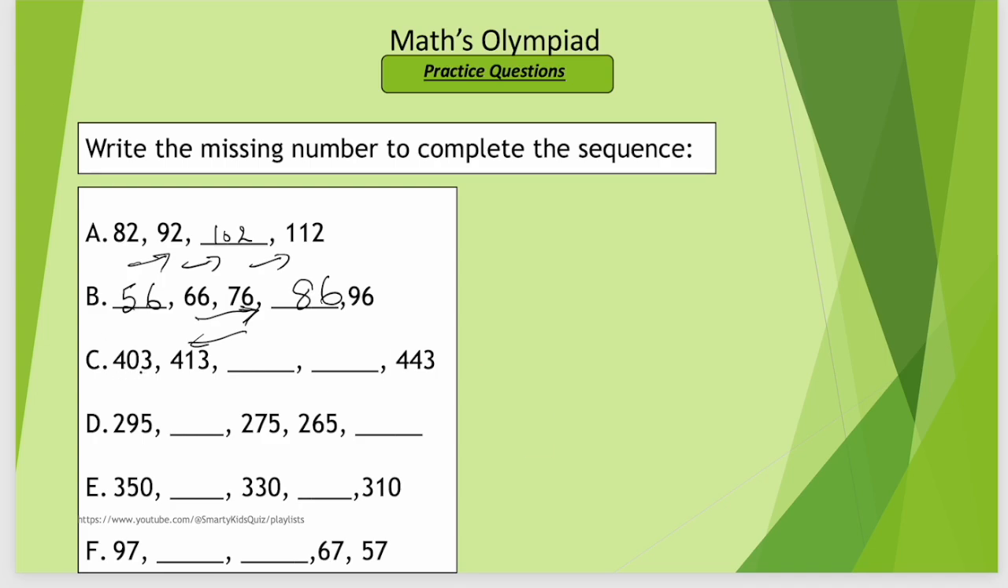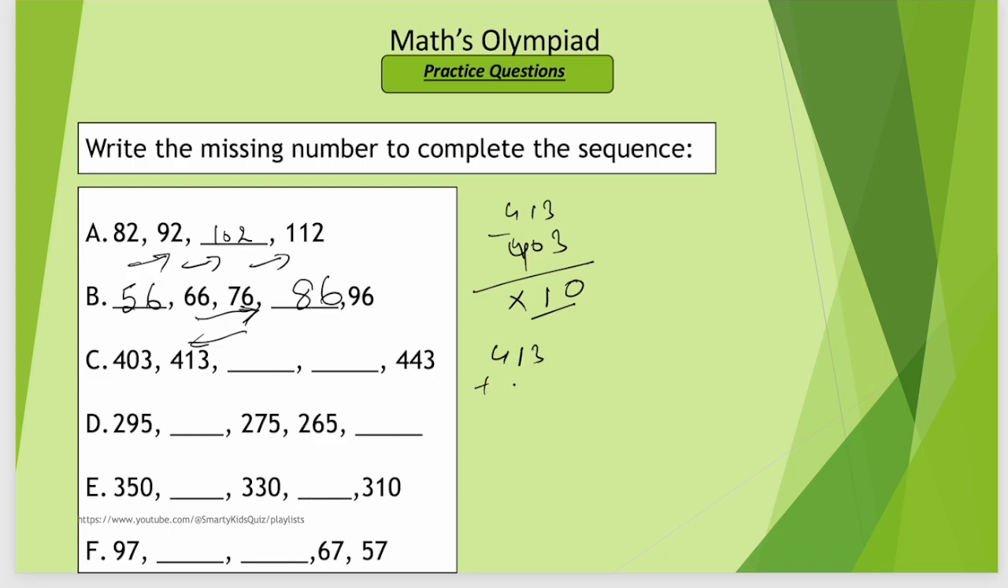Now 403, 413. After that, what is the answer? Very simple. Again, you write 413. You write 403. Do minus. Okay. 3 minus 3, 0. Then what you do? You do 1 minus 0, 1. 4 minus 4 cancel. So it is 10. Right? So from 403 to 413 increased by 10. So this number also increased by 10.